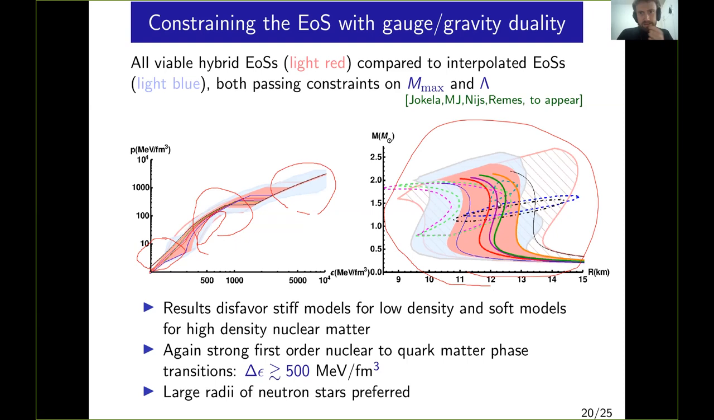On the right-hand side, I'm showing the mass-radius curves coming from this hybrid equation of state. Also here, the light red band spanned by the hybrid equation of state is considerably narrower than for the interpolated equations of state. And high Bohr mass, high radii of neutron stars are preferred.